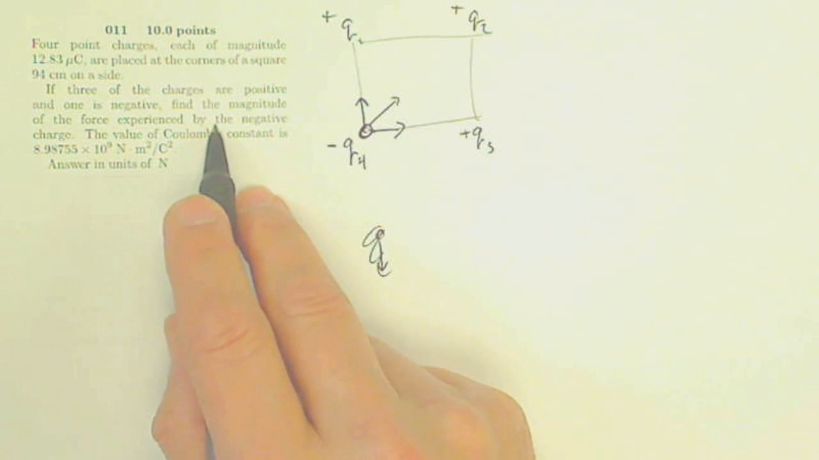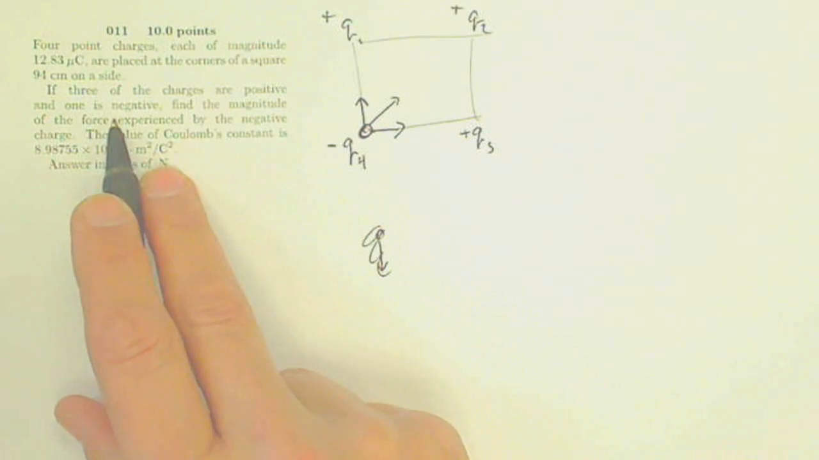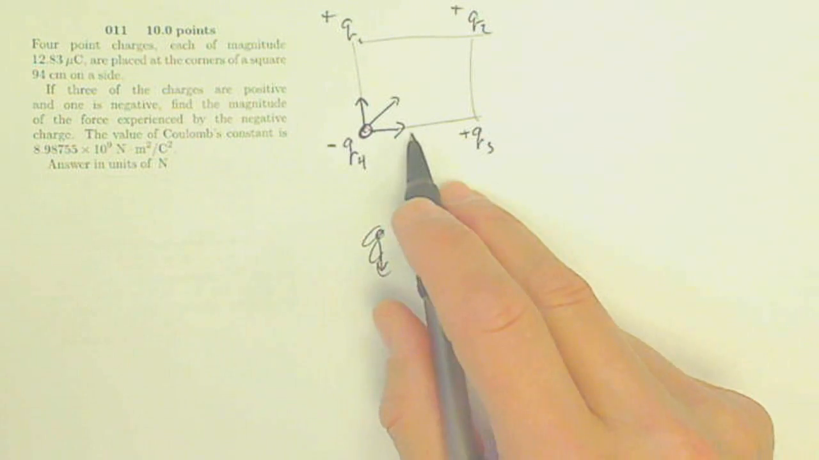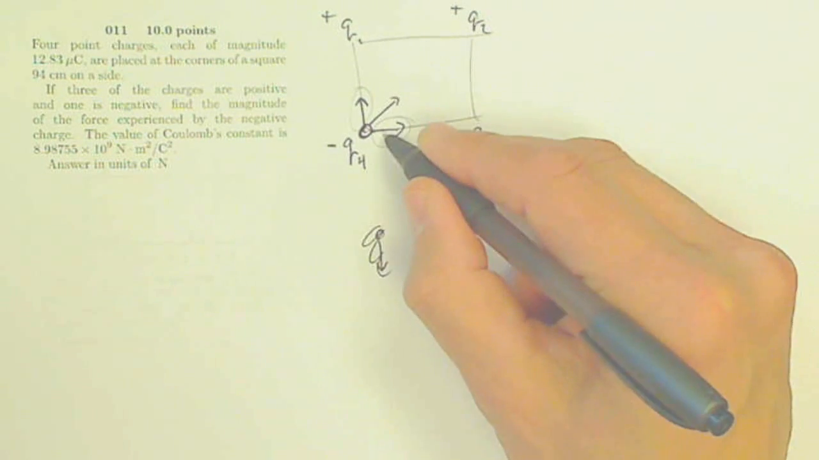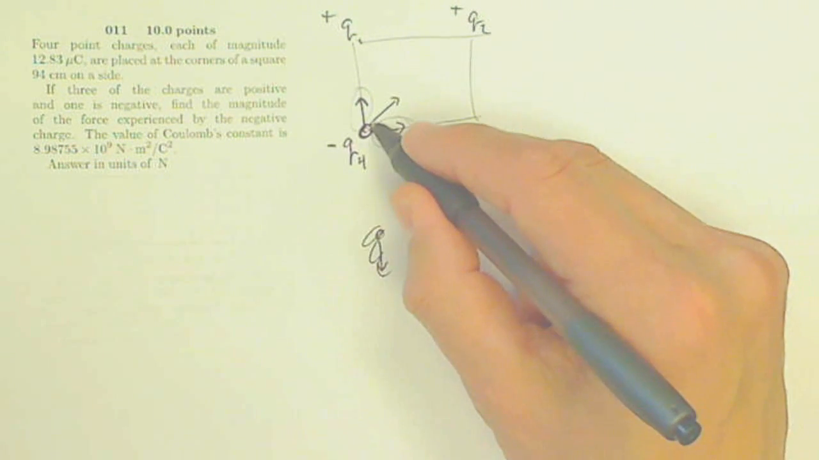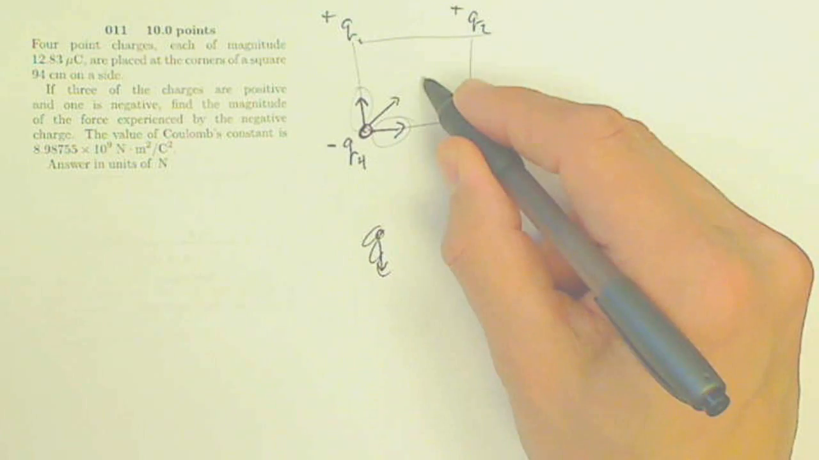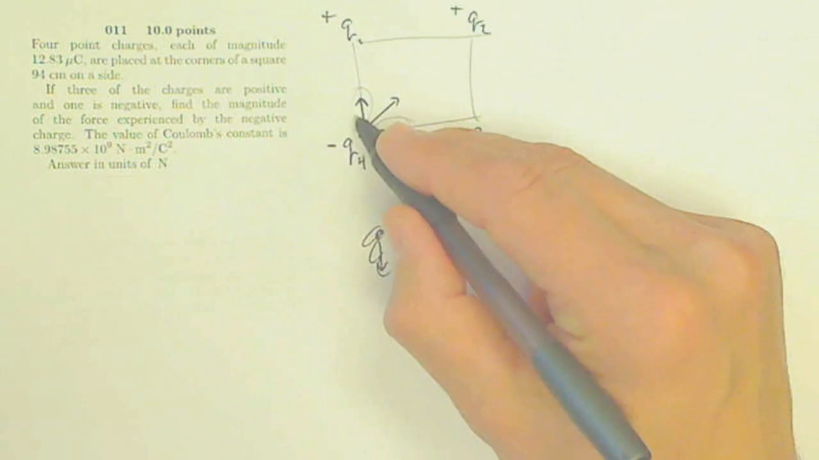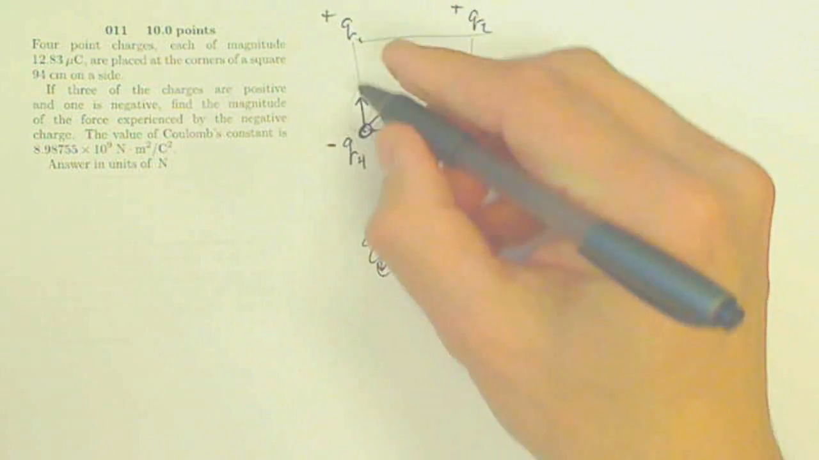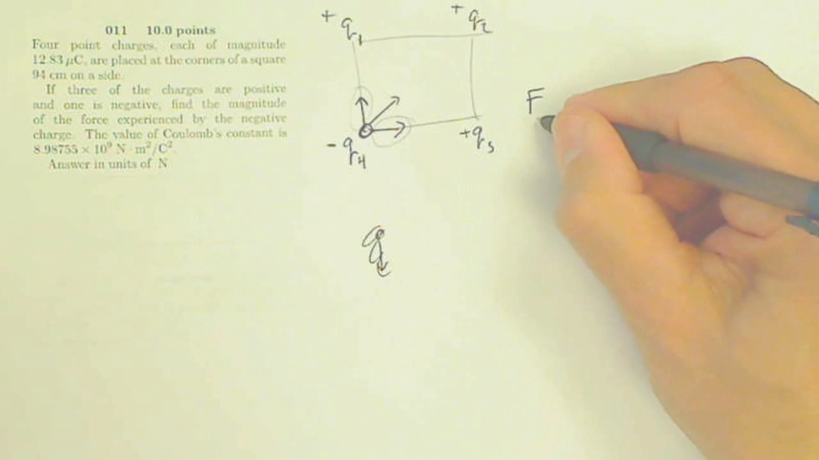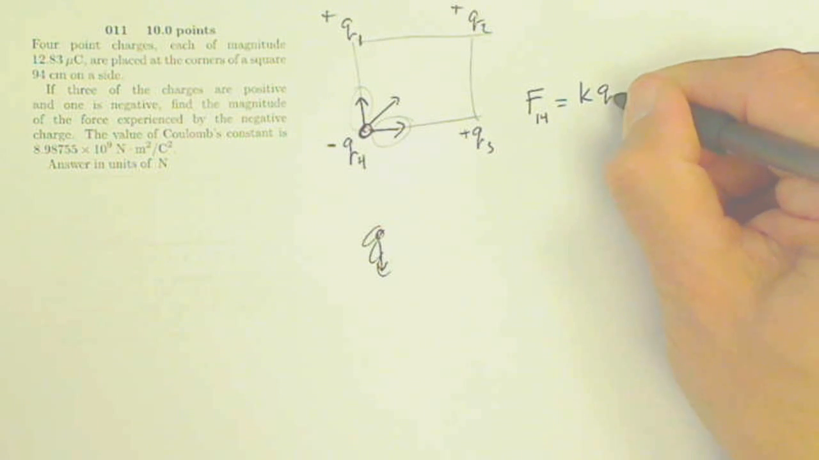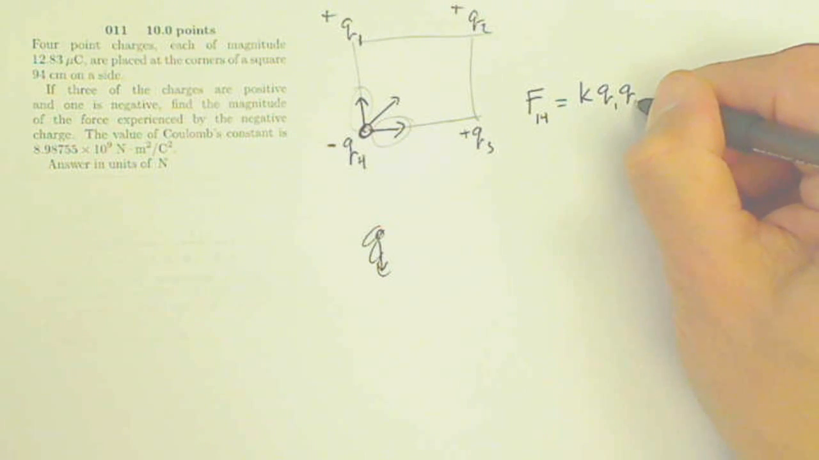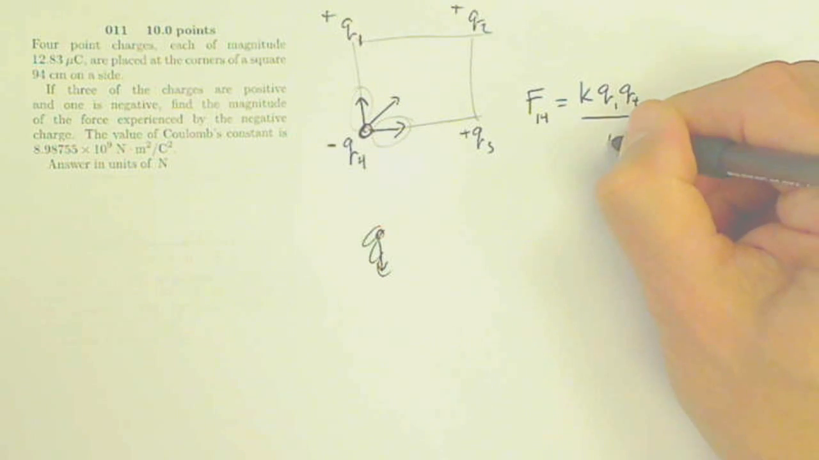I want the magnitude of the force. Well, since all my charges are the same, I know that this one and this one, so these two, will add and give me a vector up, and then I can add that vector to this vector and get my final answer. So if I find the force, this is Q1 and Q4, so the force between charges 1 and 4 is going to be k Q1 Q4 over r squared.